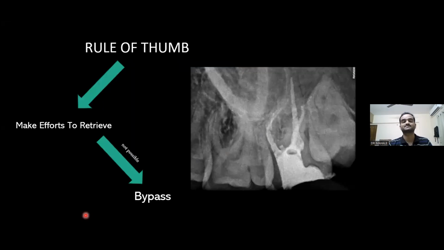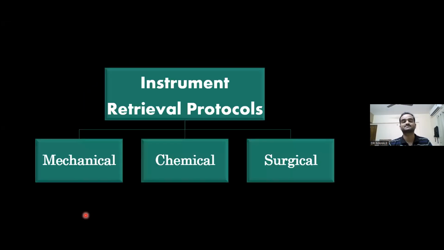Before that, many people might be wondering, should we attempt to bypass first or retrieve first? As a rule of thumb, we should always attempt to retrieve first, and then if it is not possible, bypass it. So coming to the instrument retrieval protocols, they are divided into three types: mechanical, chemical, and surgical.